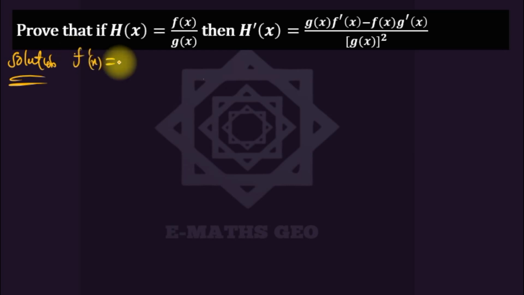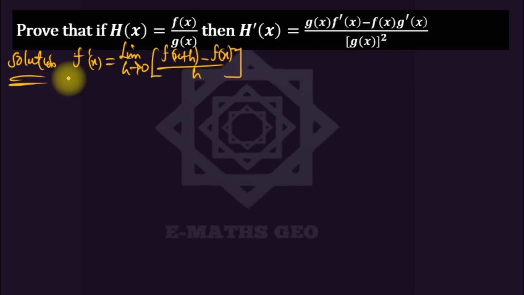the derivative of any function from the first principle is the limit as h tends to 0 of f of x plus h minus f of x, all over h. So that's it. But we are given h of x as f of x over g of x. So this derivative from the first principle requires 4 steps.